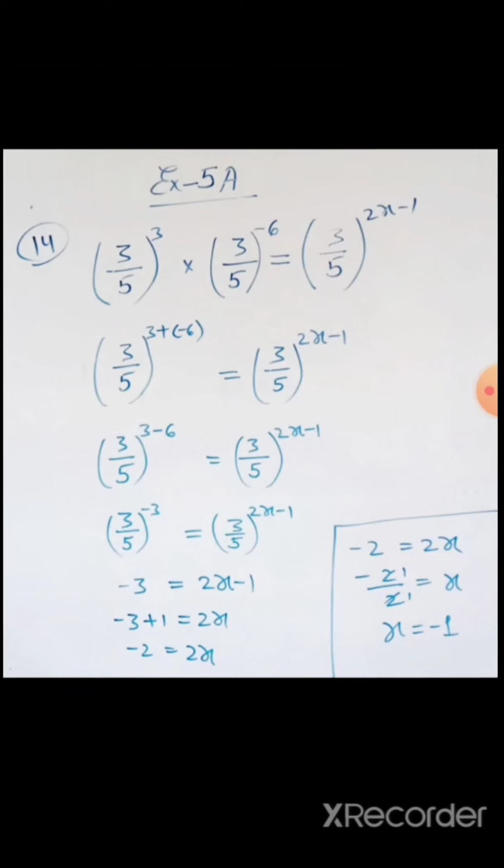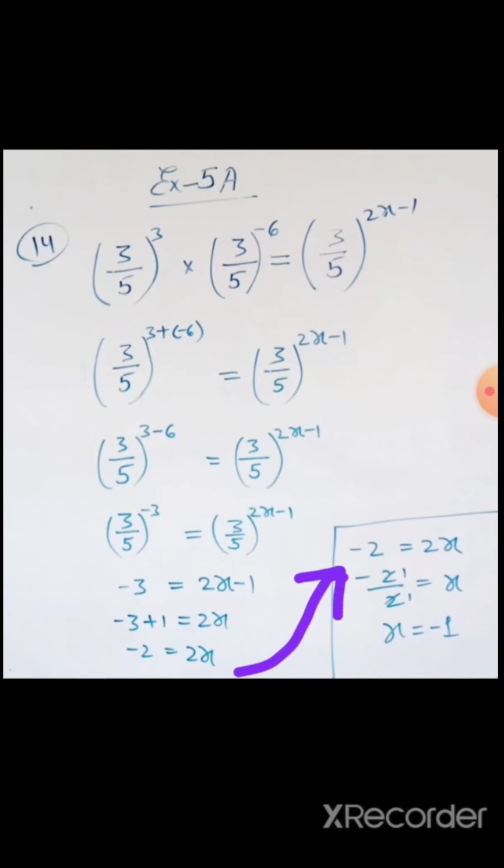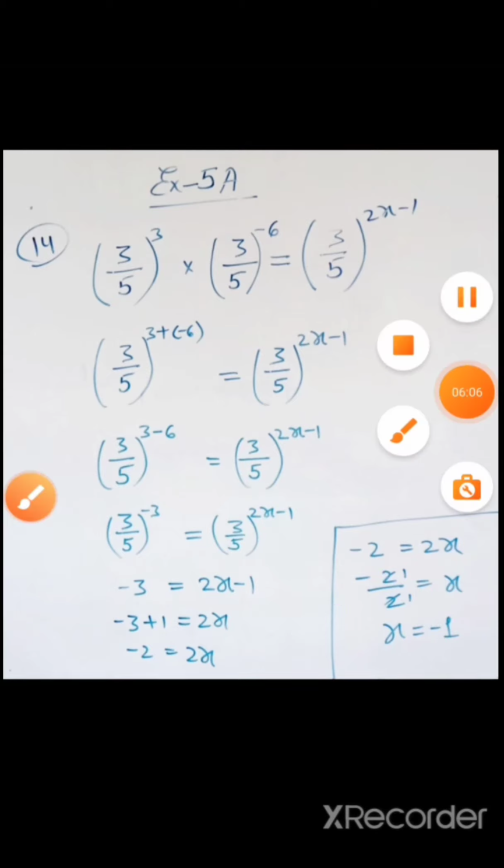Now we can find the value of x by transposing. First we will transpose this minus 1 towards the left hand side. It will come here as plus 1. So minus 3 plus 1 will be minus 2. Next step I have written here. Same, it is minus 2 equal to 2x. Now x is equal to, this 2 will come to the right side as divisor. Minus 2 by 2 will be minus 1. This is the required value of x.